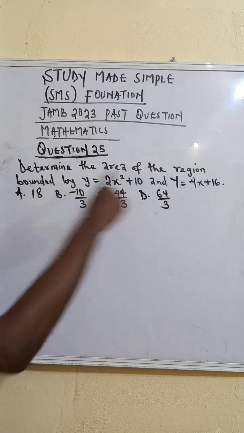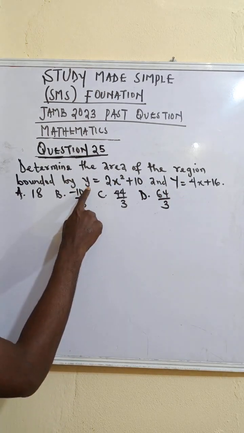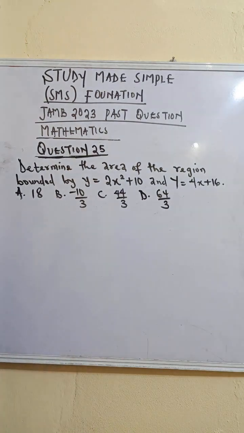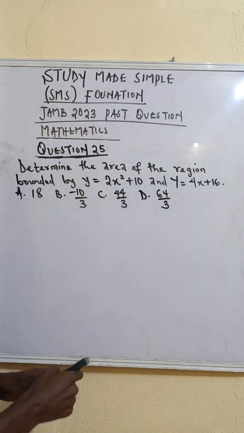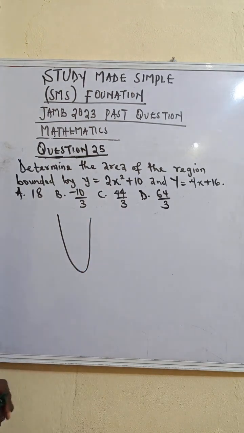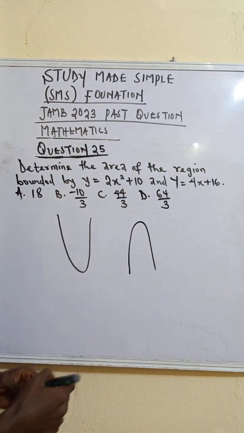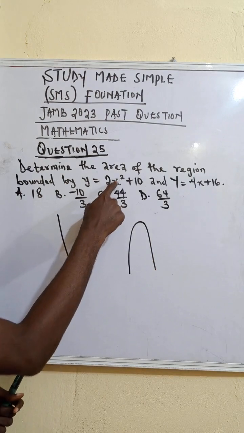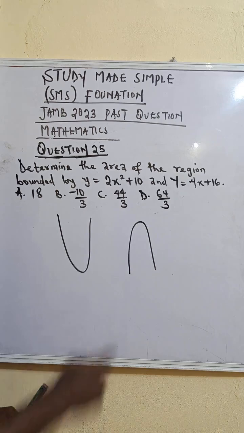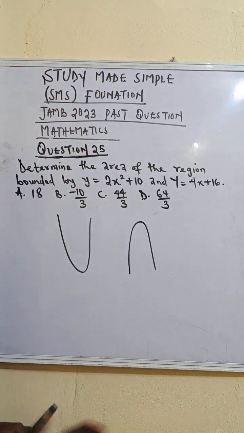Now, you will see that we are given two functions. We have the first function as 2x squared plus 10. That is a quadratic function, and it's going to give a curve, and the curve will be like this. Why is it like this? Why is it not like this? Because the coefficient of x squared is positive. That's why it will give a U shape. But if it is negative, let's say -2, it will form an N shape.